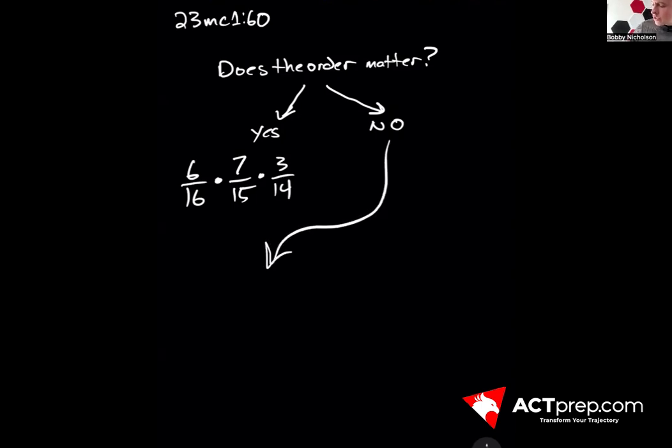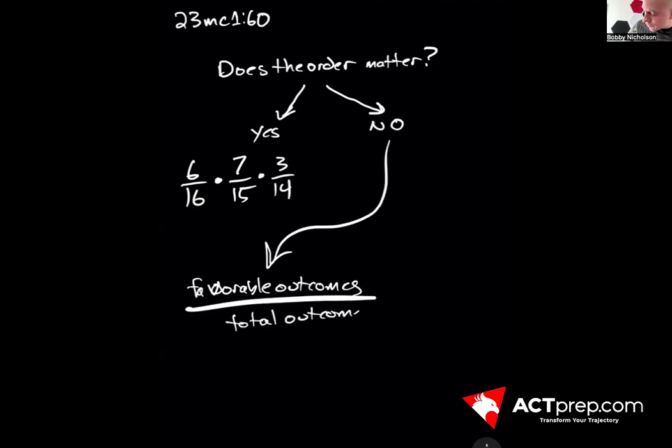If you know how to use your calculator with this, you're welcome to use your calculator. I'm going to show you how to do it without a calculator. The formula we're going for is favorable outcomes over total outcomes. The favorable outcomes is actually going to be the same as if we had a scenario where the order did matter.